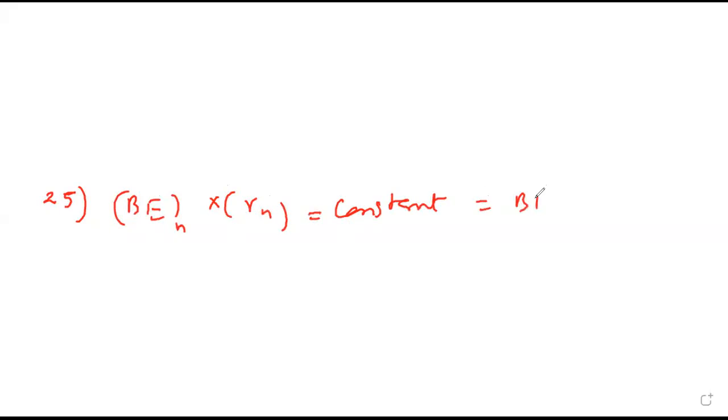Sum number 25. According to Bohr's theory of hydrogen atom, the product of binding energy of electron in nth orbit and radius in nth orbit has a constant value of. Now, if the product of these two is constant, then I can say this will be the same as binding energy in first into radius in first, which is the same as second into second, third into third. Clear meaning to you?